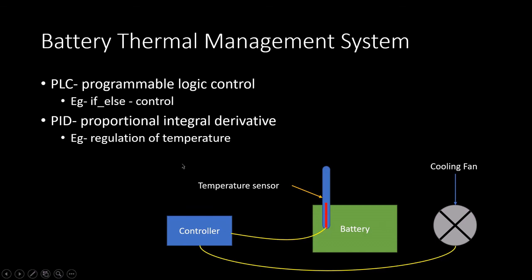Then there is PID, proportional integral derivative. This is also used in this portion so that the commands you're providing should not vary, or there should be minimum error. The error can be minimized using the PID. You can Google them, search for papers and various courses about this. This PID will perform the regulation of temperature.